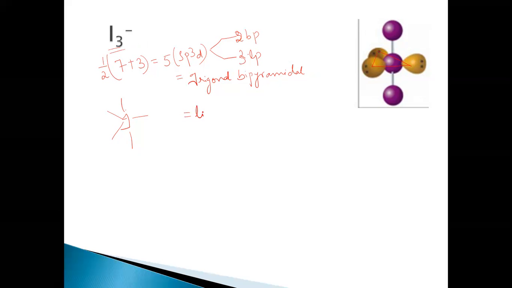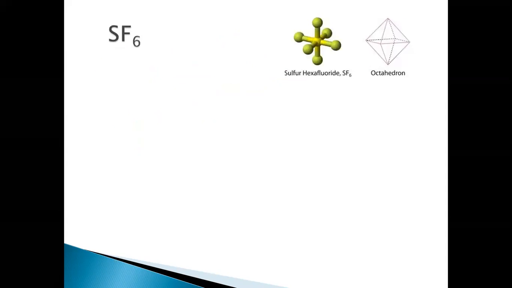It's simply linear here. So with three lone pairs and 2 bond pairs, it is linear in shape. The shape of the molecule is linear here. Yes, this is what about I3 minus, and now coming to SF6.